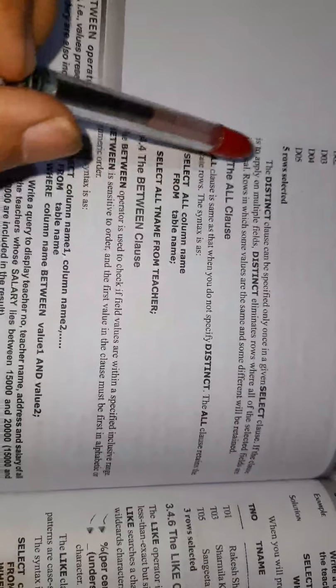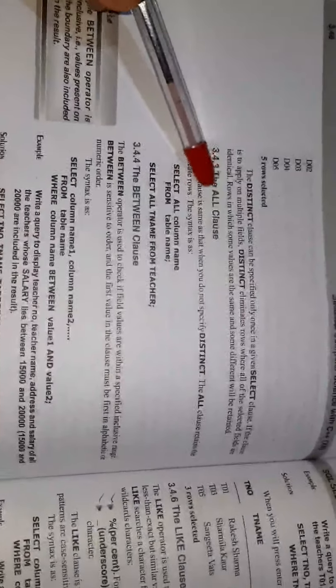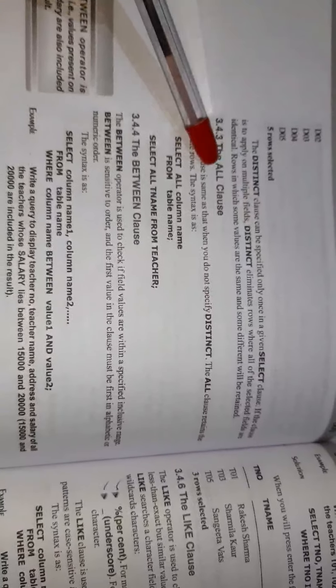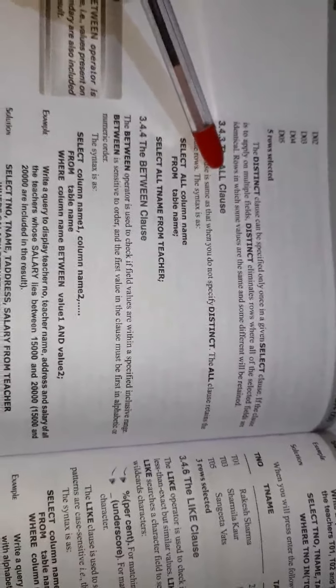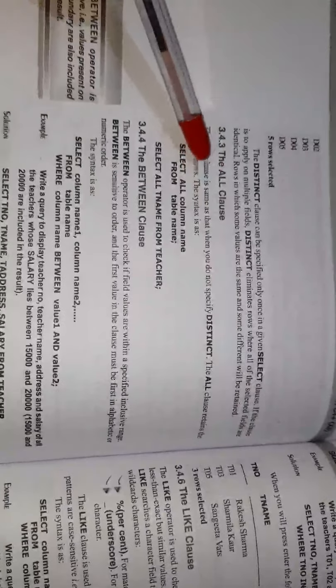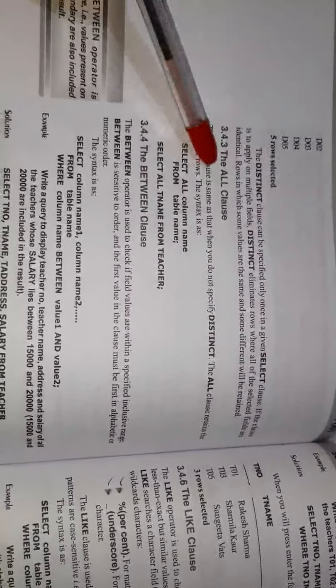So the all clause is different from the distinct. The distinct removes the duplicate rows from the specified column, right? In case of the all clause, it displays even the duplicate rows. That means everything that is present in the column is being displayed using the all clause. So in that case, is it the same as using select star or asterisk? In a way it looks the same, but it is different.